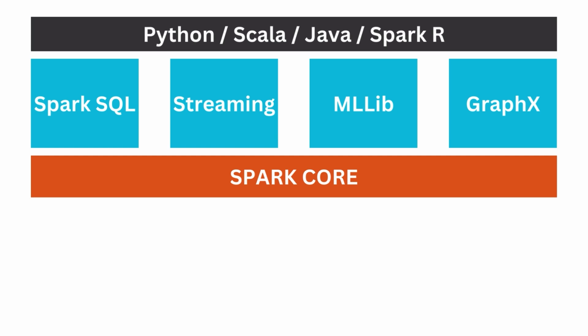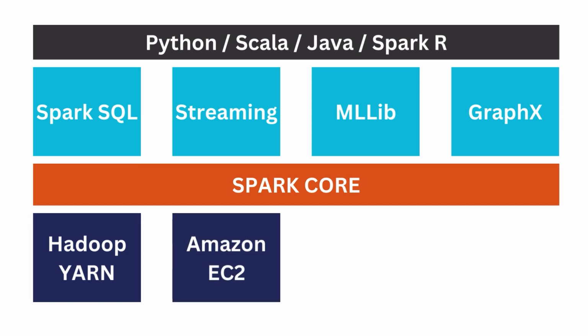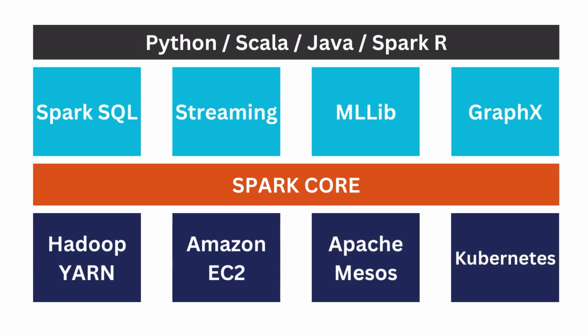Below the core is what does the actual heavy lifting. Hadoop YARN is a resource negotiator. Amazon EC2 is cloud infrastructure providing virtual servers to run Spark. Apache Mesos is a distributed resource manager, and Kubernetes is a container orchestration platform.